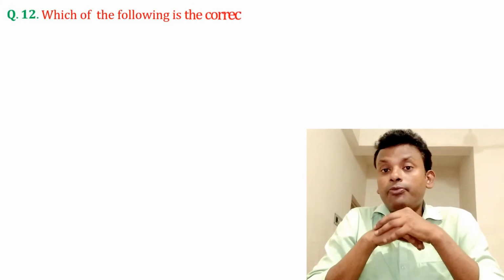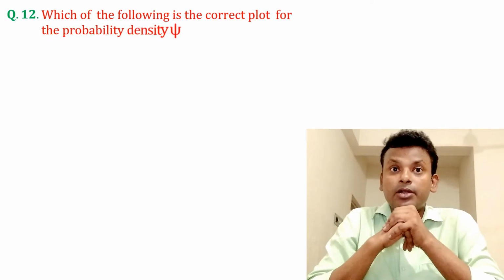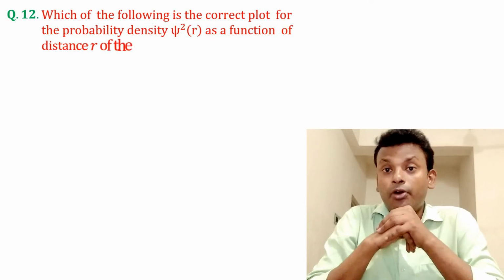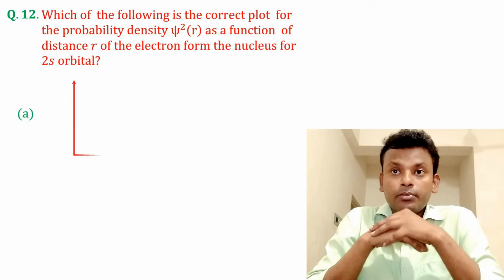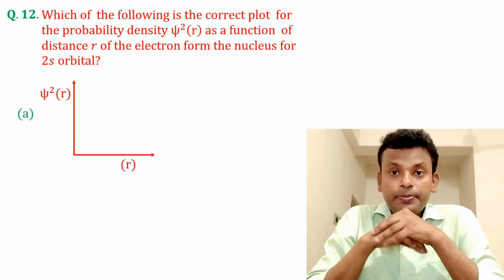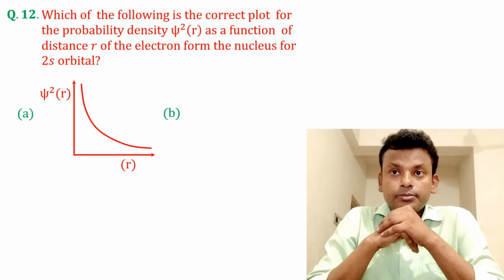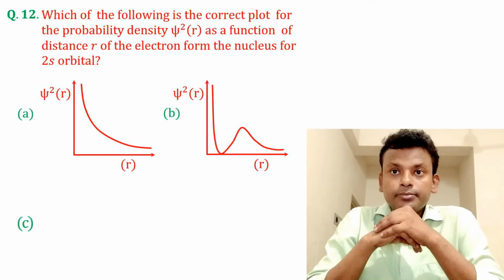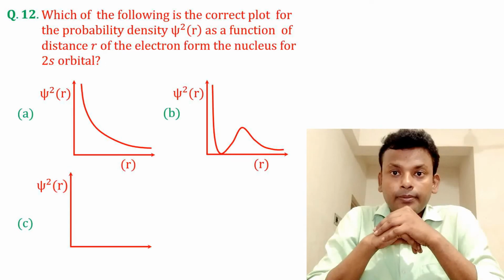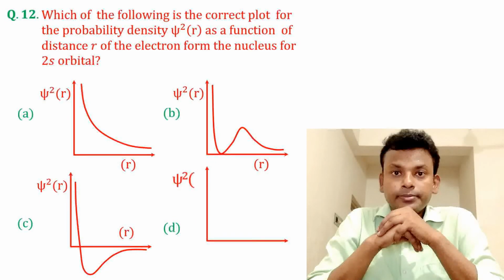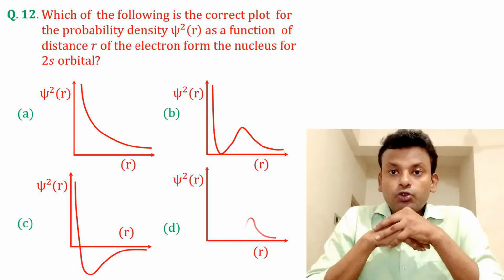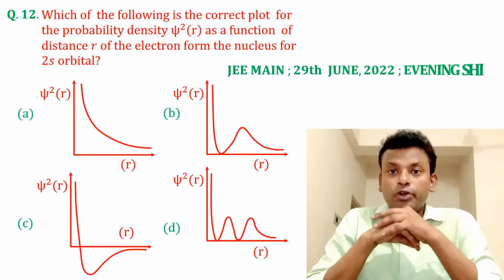Question 12. Which of the following is the correct plot for the probability density ψ² as a function of distance r of the electron from the nucleus for the 2s orbital? Option A, option B, option C, option D. And this question was set in JEE Main 29th June 2022 evening shift.